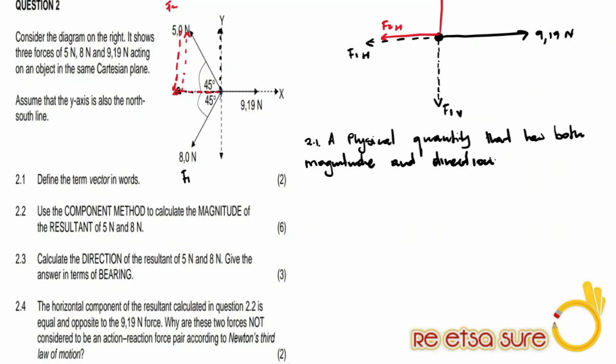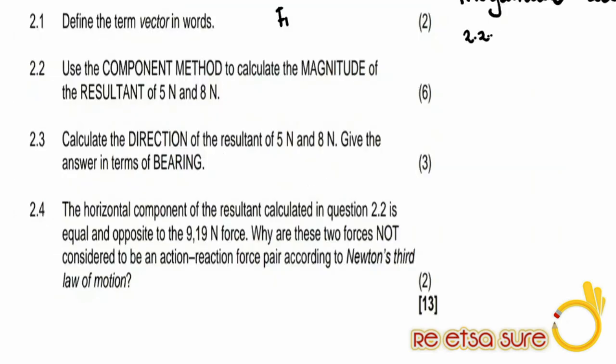So my beautiful learners, I don't know what is going to appear in your November final examination, but I will advise you to check: they can ask you to define the term vector, or they can ask you to define the term resultant vector. So please, to be on the safe side, make sure that you have the definition of both of them, resultant vector and a vector. So 2 marks for that. And then 2.2, use the component method to calculate the magnitude of the resultant of 5 Newton and 8 Newton.